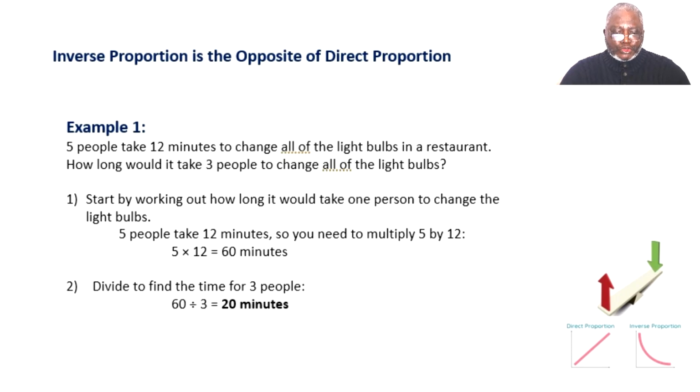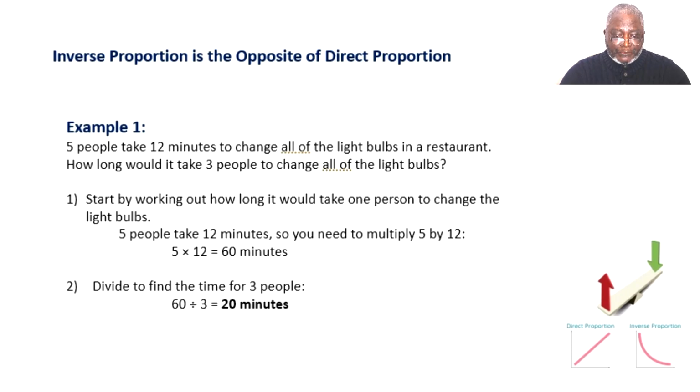5 people take 12 minutes to change all of the light bulbs in a restaurant. How long would it take 3 people to change all of the light bulbs in the restaurant? So you start by working out how long it would take one person. If 5 people take 12 minutes, you need to multiply 5 by 12 to know how much one person would take. That would be 60 minutes, because there are fewer people on the job.